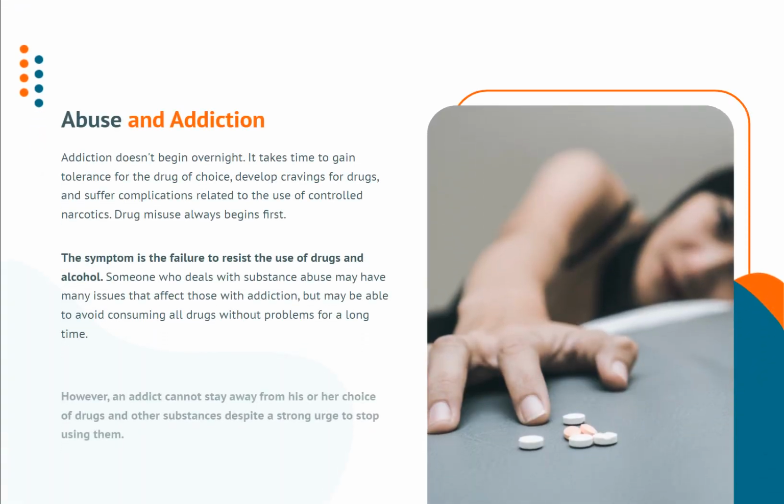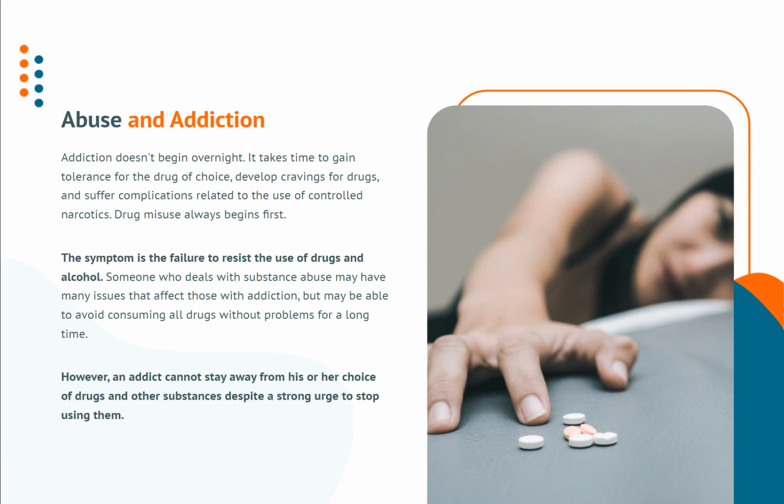Abuse and addiction. Addiction doesn't begin overnight. It takes time to gain tolerance for the drug of choice, develop cravings for drugs, and suffer complications related to the use of controlled narcotics. Drug misuse always begins first. The symptom is the failure to resist the use of drugs and alcohol.